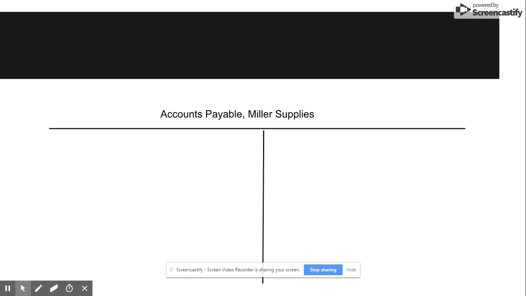Here is a T account for accounts payable, Miller Supplies. All accounts payable accounts are liability accounts. Again, the left side is the debit side, the right side is the credit side. That doesn't change for any of them. But accounts payable is a liability, meaning the normal balance is going to be on the credit side. So the credit side is the side that increases, and the debit side is the side that would decrease for accounts payable or any liability account.